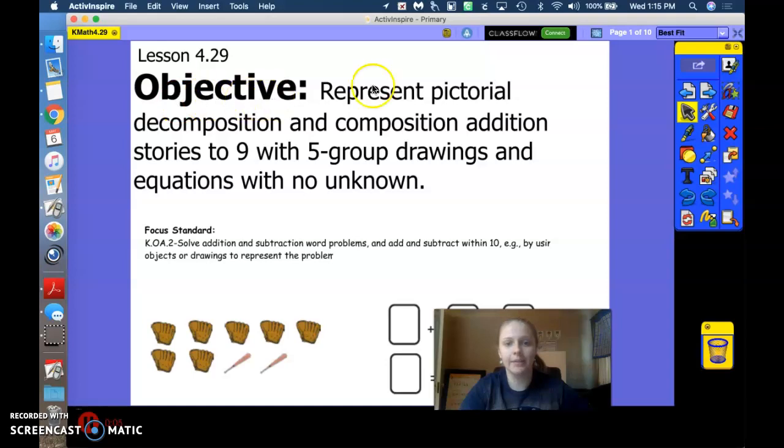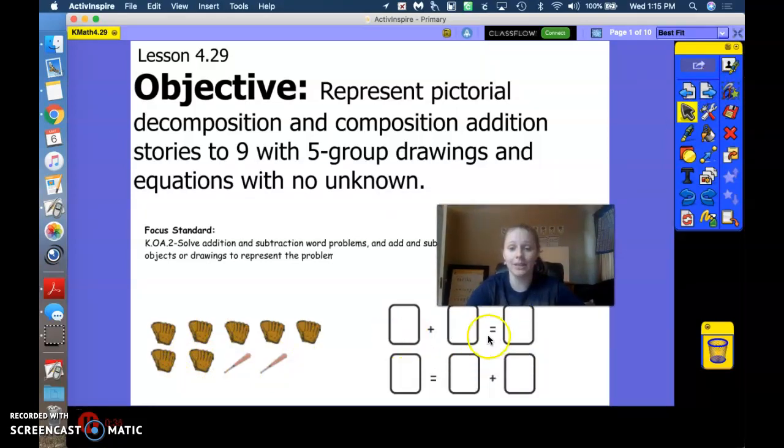Our objective: represent pictorial decomposition and composition addition stories to 9 with 5-group drawings and equations with no unknown. So making sure that when you're drawing your pictures in math class, you're using circles and you're drawing the 5-group way, which means only 5 circles, objects on top, and the rest on the bottom. Let's get started. We're also going to practice our number sentence forward and backwards.